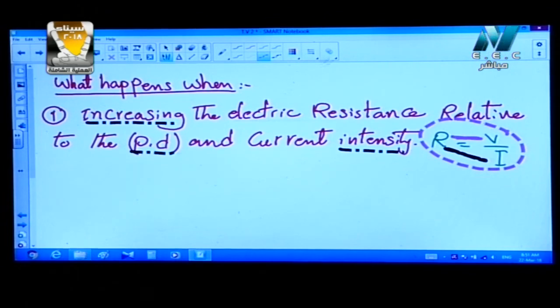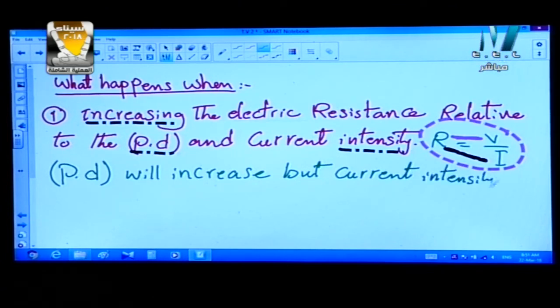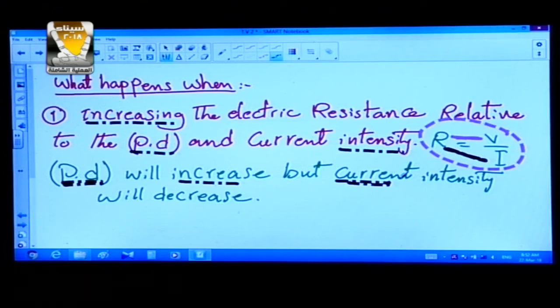resistance with current intensity. يبقى هقول له في الإجابة بتاعتي potential difference will increase, but current intensity will decrease. اوكي؟ يبقى هنا ال potential difference will increase and the current intensity will decrease because we know now the relation between current intensity with electric resistance and the potential difference with electric resistance.